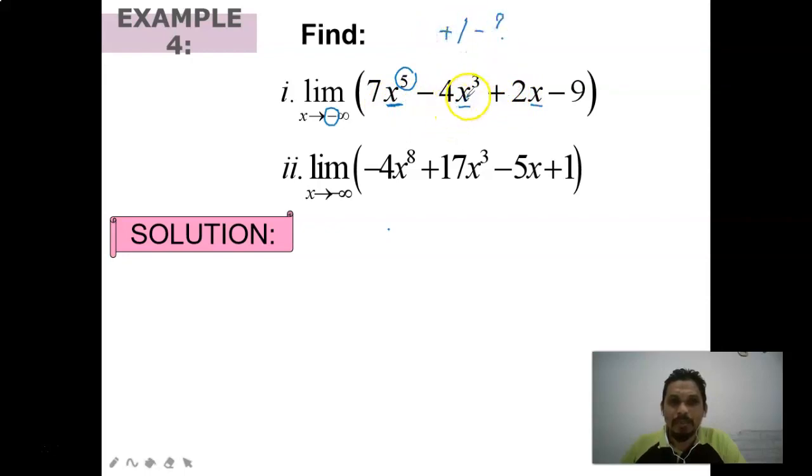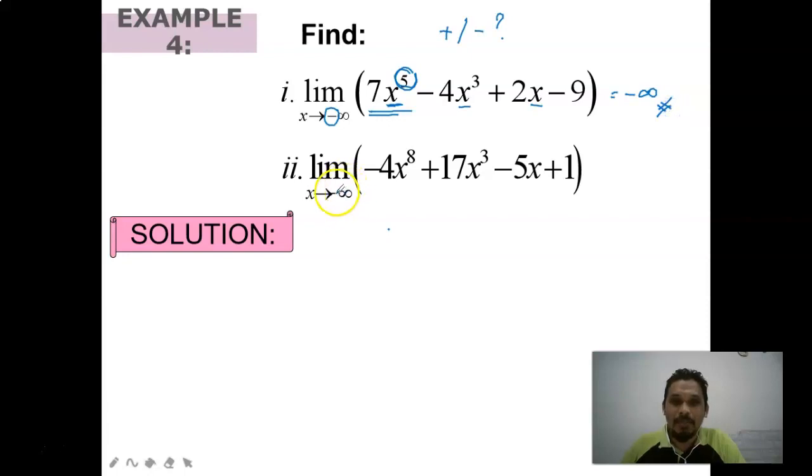Okay, so let's say x equals negative 10. Negative 10 cubed is negative 1000, but negative 1000 times a negative becomes positive. Plus or minus the other terms, but what determines the sign is the highest degree, which is 5, and x is negative, so a negative value to an odd power is also negative. So for this one here, it gives us negative infinity.